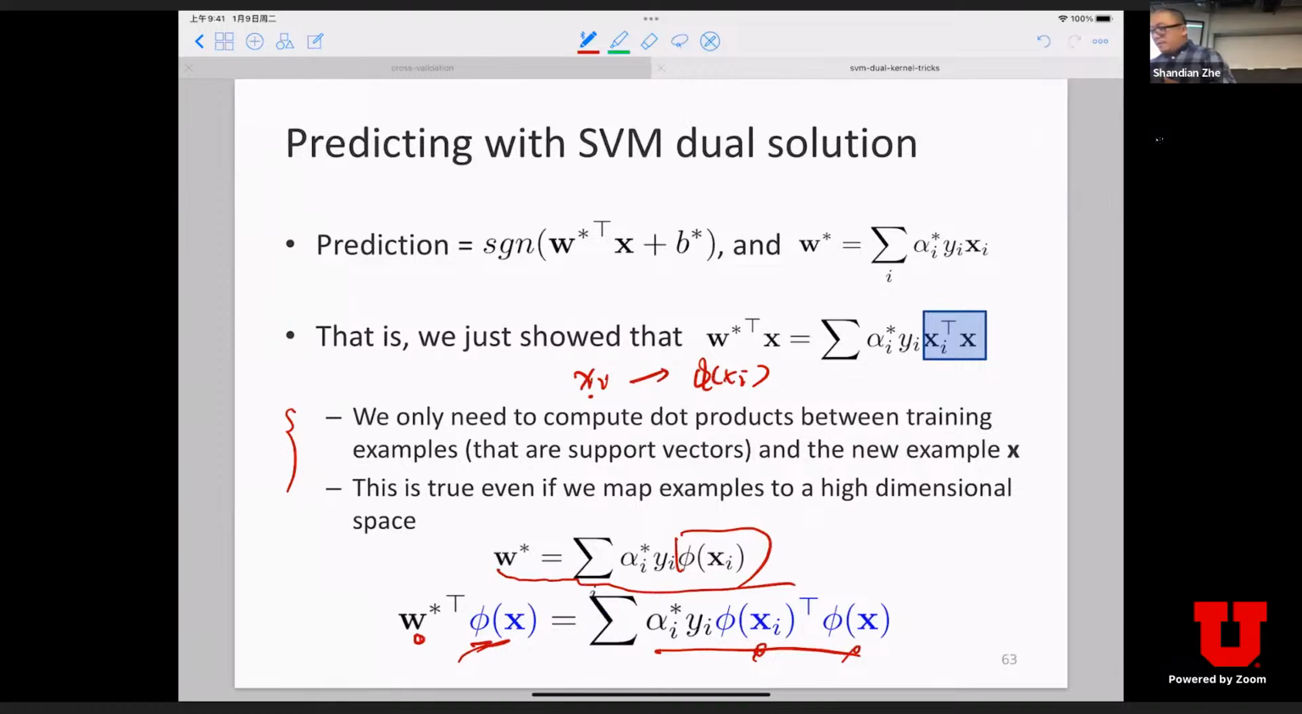So here motivates us to think about a computational problem. That is, what if your phi is very, very high dimensional, right? And let us consider an extreme case. Suppose your phi is infinite dimensional. Then in practice, you will never be able to compute an infinite dimensional vector, right? You won't have such a resource to compute that, right?